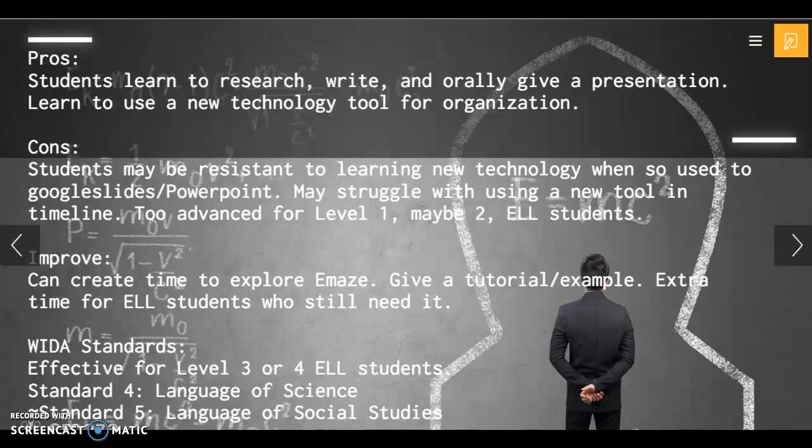The cons would be that students may be resistant to learning new technology when they are so used to Google Slides and PowerPoint for everything. Oftentimes people just don't like change.